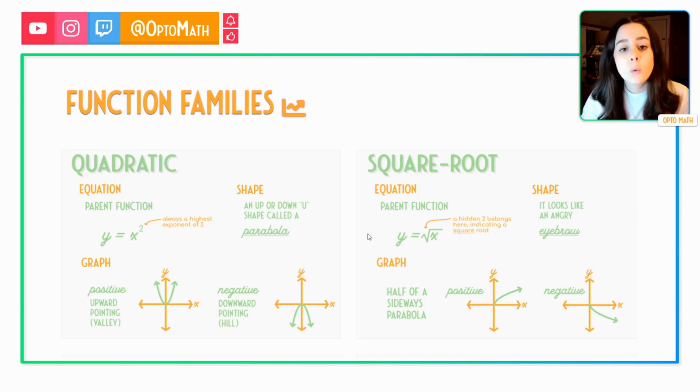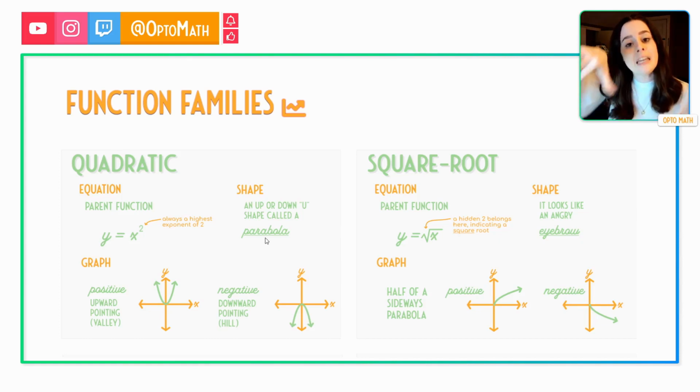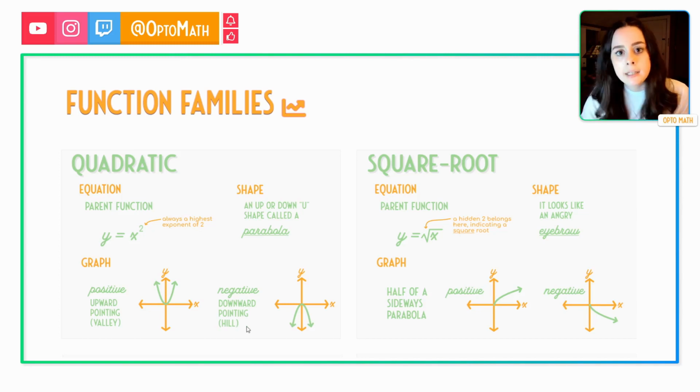But the way you can identify a quadratic from an equation is look to see if its highest exponent is a 2. So it's squared, x squared. The shape looks like a U or an N, or you can also think about it as a valley or a hill. And the shape is called a parabola. If it's positive, it's a valley or a U. If it's negative, it's a hill or an N.